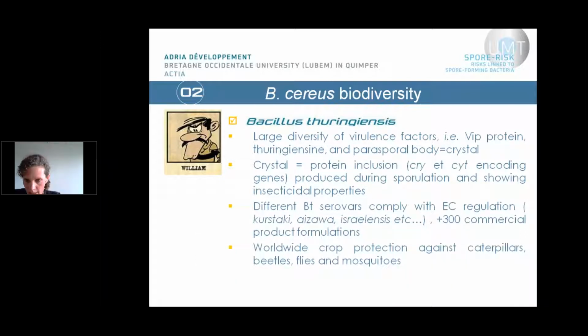The fact that these crystals are produced during sporulation is quite important, because this is the only way at the moment to be able to distinguish between Bacillus thuringiensis and the other members of the Bacillus cereus group. Different serovars have been reported and are used in the EC regulation: Kurstaki, Aizawai, Israelensis, and there are more than 300 commercial product formulations. So as I said, it is widely used as crop protection against caterpillars, beetles, flies, and mosquitoes.